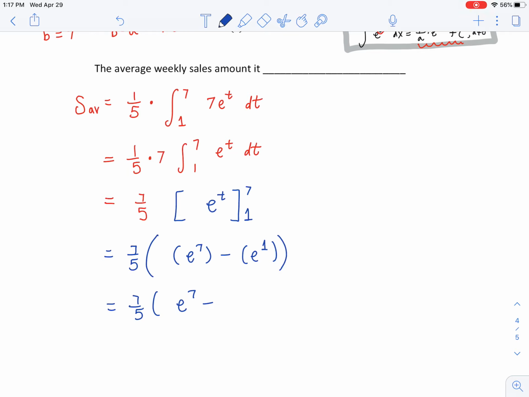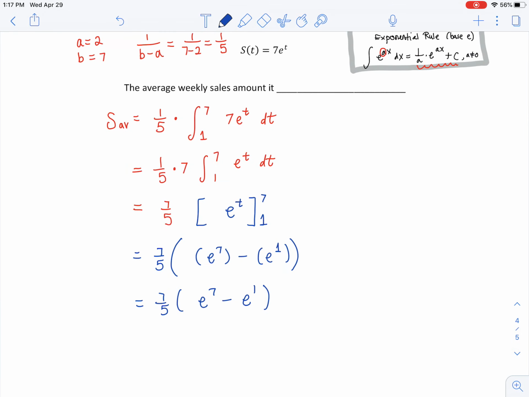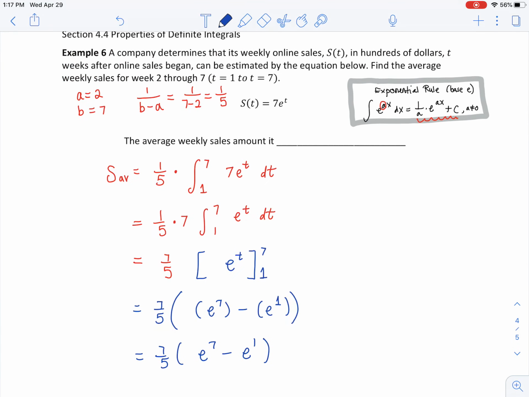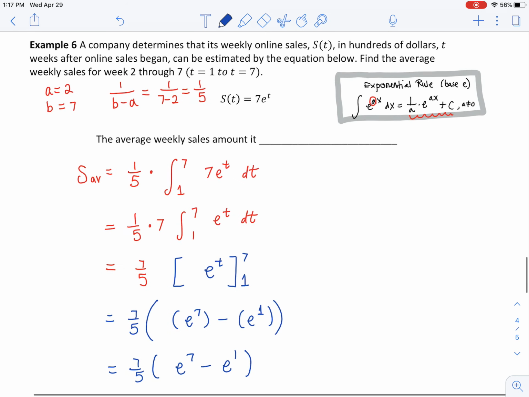Okay. So that's 7 over 5, patiently waiting outside, e to the 7th minus what? What is e to the first power? Well, that's just going to be e, right? That's just going to be e to the first power.